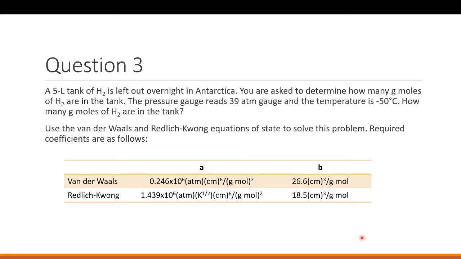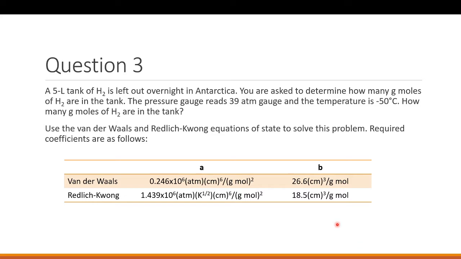Moving on to question 3. A 5-liter tank of hydrogen, H2, is left out overnight in Antarctica. You are asked to determine how many gram moles of H2 are in the tank. The pressure gauge reads 39 atm gauge, and the temperature is negative 50 degrees Celsius. How many gram moles of H2 are there in the tank? For this one we should use the van der Waals and Redlich-Kwong equations of state to solve this problem. The required coefficients are as follows.